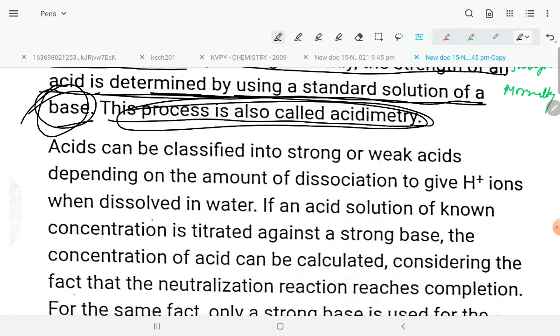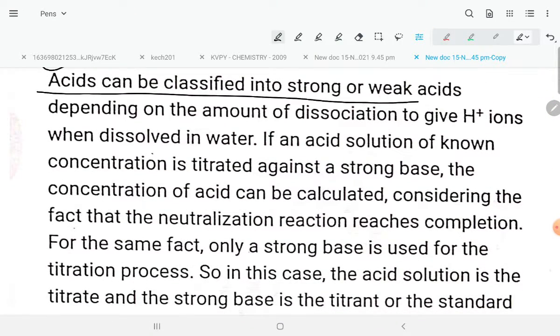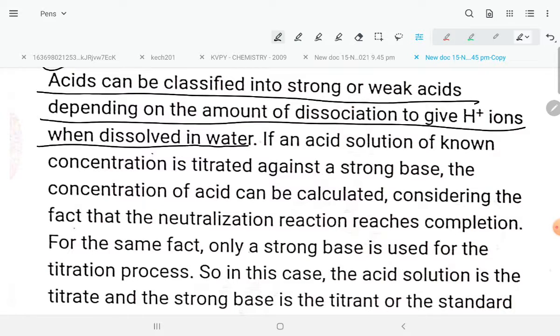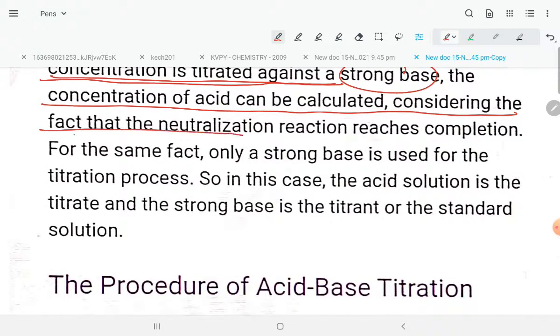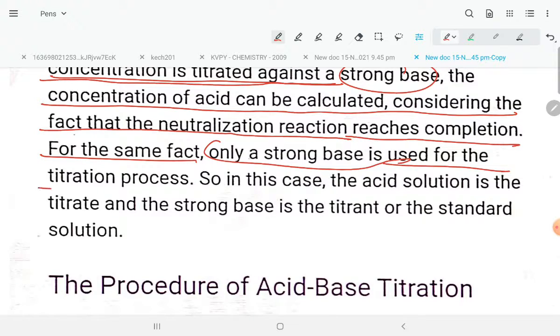Acid can be classified into a strong or weak acid depending on the amount of dissociation to give H plus ion when dissolved in water. Now we see this statement. If an acid solution of known concentration is treated against a strong base, the concentration of acid can be calculated considering the fact that the neutralization reaction reaches completion. For the same reason, only a strong base is used for the titration process.